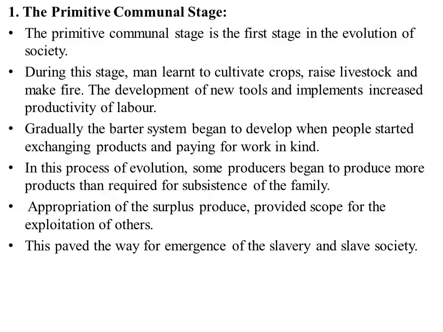In this process of evolution, some producers began to produce more than required for their subsistence. The appropriation of the surplus produce provided scope for exploitation of others. This paved the way for the emergence of slavery and slave society.